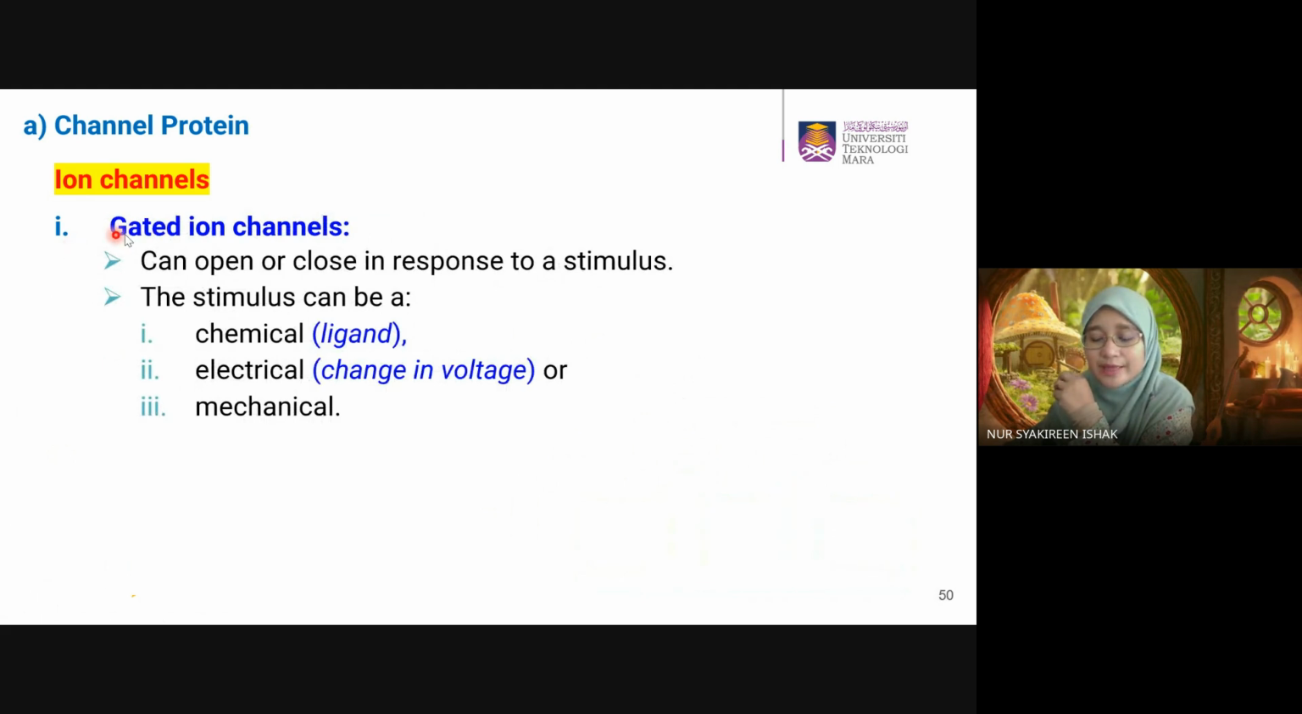Okay, so next we have gated ion channels. Gated, as opposed to non-gated. Non-gated is always open. The second one is gated. The second one, a gated ion channel, can open or close in response to a stimulus.